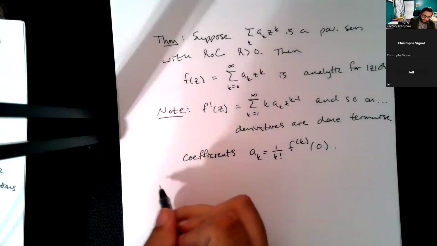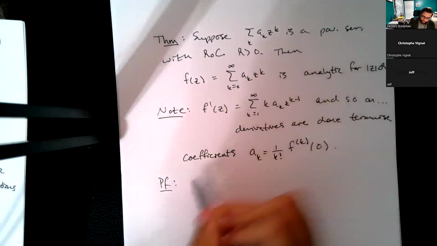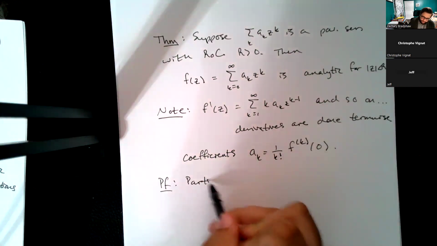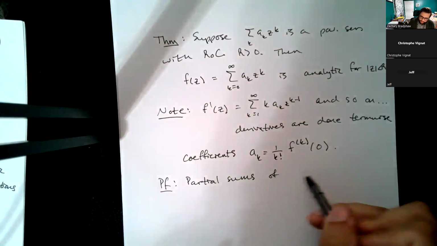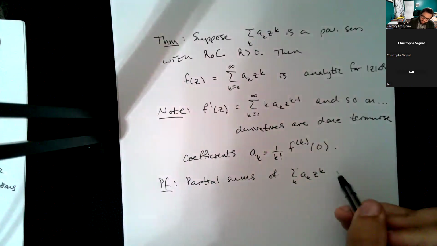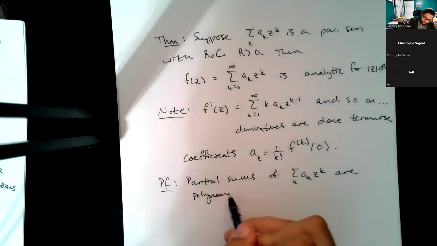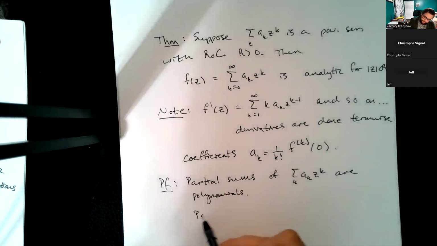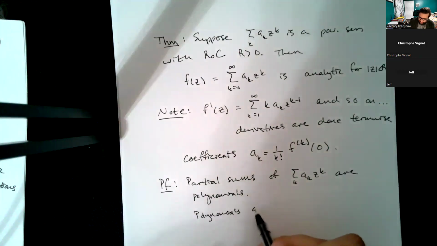Okay, so let me go ahead and prove the theorem. It's not long at all. So the partial sums of the power series are polynomials. Polynomials are analytic.